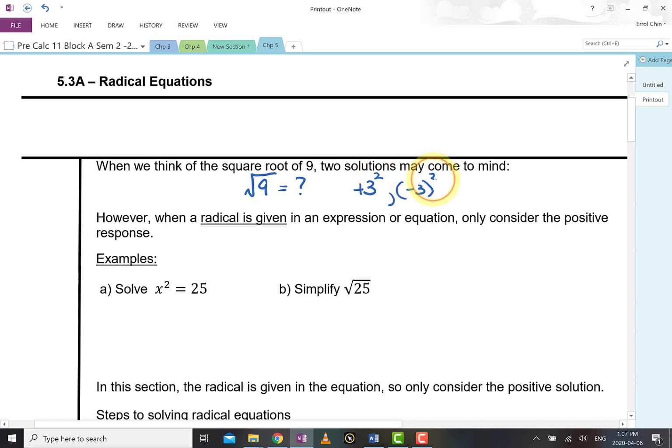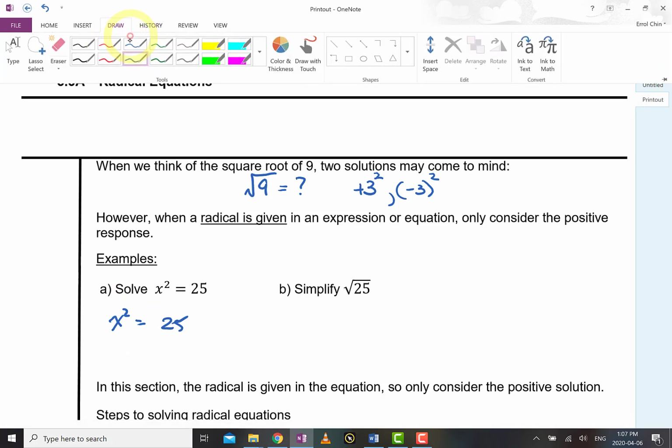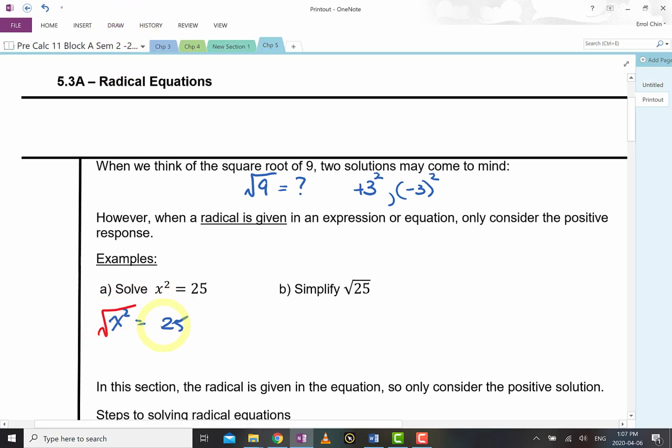When we square them. All right, so it says here, however, when a radical is given in an expression or equation, only consider the positive response. So solve x squared is equal to 25. Well, when you take the square root of it, again, you have to think of all possible answers. The first answer that works is positive 5. But -5 also works because if you were to square that, that would also equal positive 25.